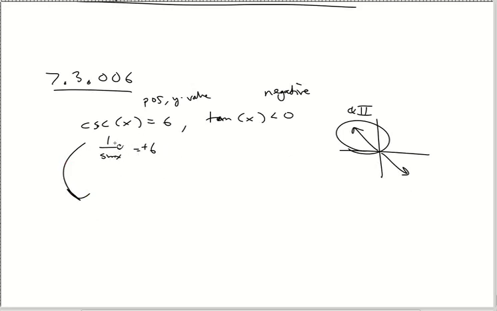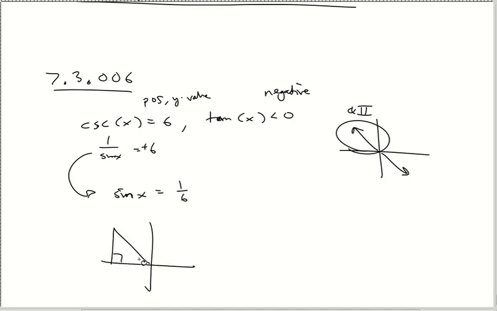Let me take this one step further. Indeed, it is 1 over sine. If I switch things around, my sine x is equal to 1 over 6, okay? With that in mind, I should be able to construct a triangle for what's going on. I haven't even told you what the question is, but we're going to do this first because it's important.